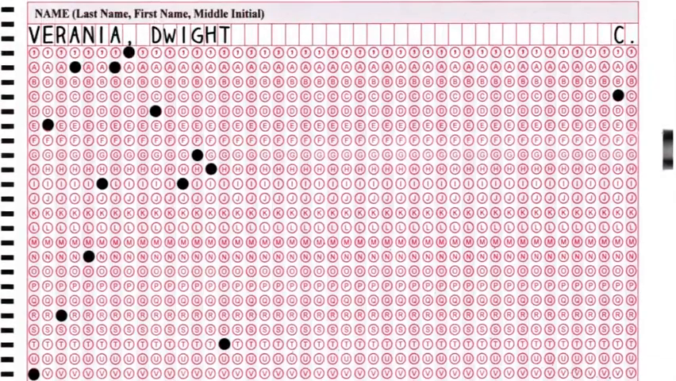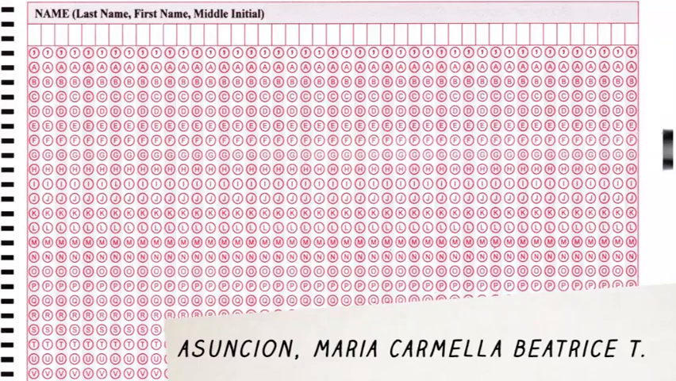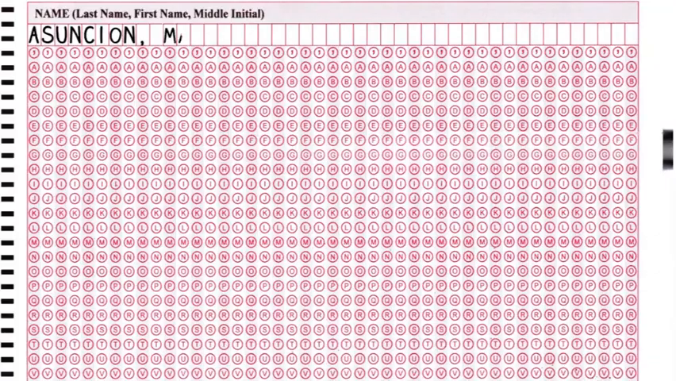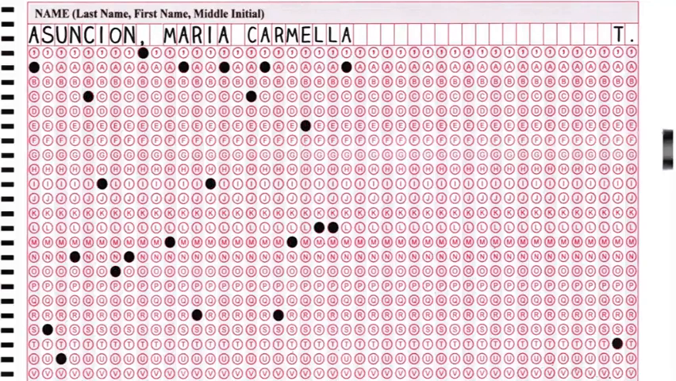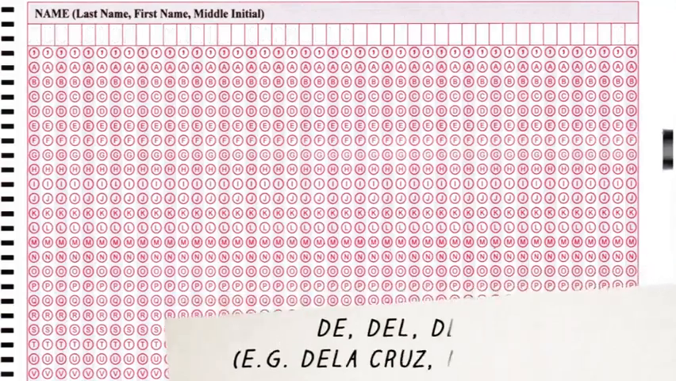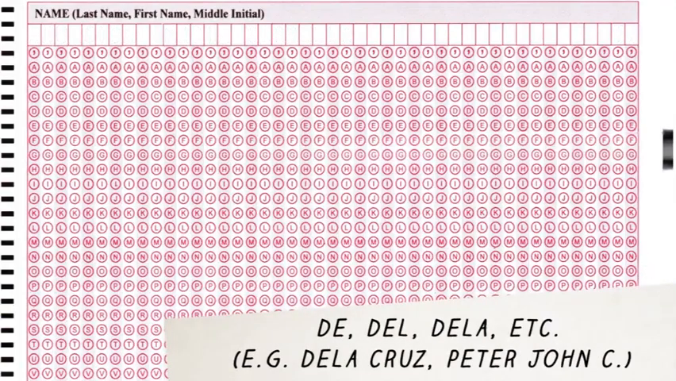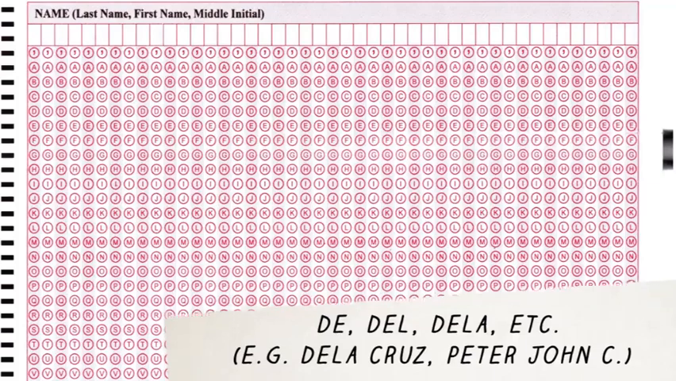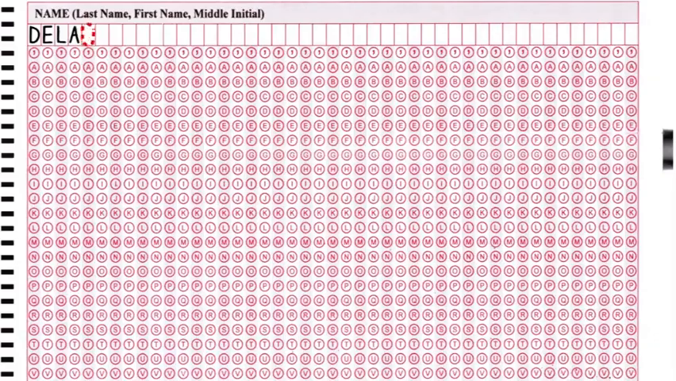If you have a name suffix such as junior or third, leave a box empty after your first name, then write JR or third. If you have 3 or more names such as Asuncion Maria Carmela Beatriz T, write only the first 2 names of your first name. If your last name has De, Del, Dela, and so forth, such as De La Cruz Peter John C, write Dela first. Leave one box empty, then write Cruz.